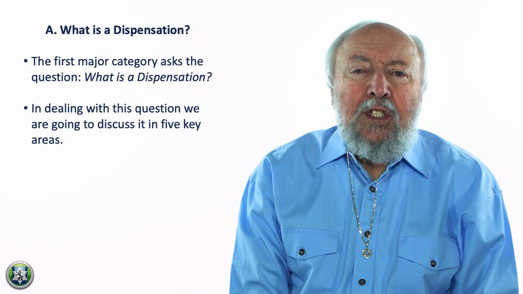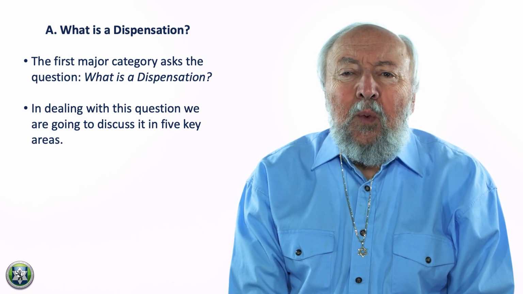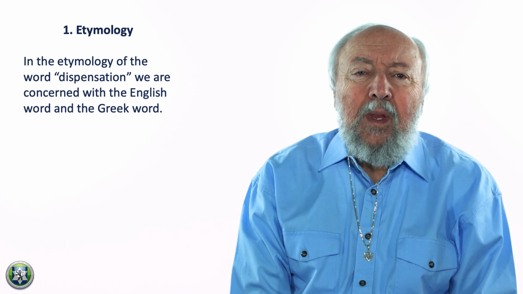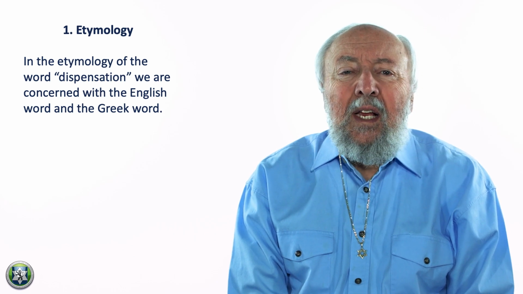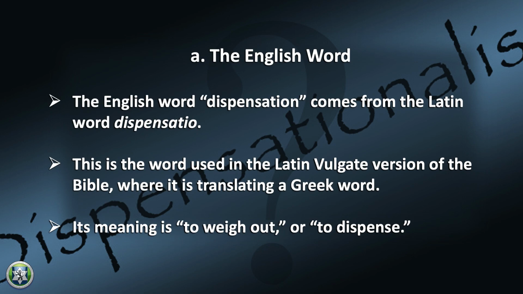So let's begin with the question, what is a dispensation? In dealing with this question, we are going to discuss it in 5 key areas. First, etymology. In the etymology of the word dispensation, we are concerned with the English word and the Greek word. The English word dispensation comes from the Latin word dispensatio. This is the word used in the Latin Vulgate version of the Bible, where it is translating a Greek word. The basic meaning is to weigh out and to dispense.